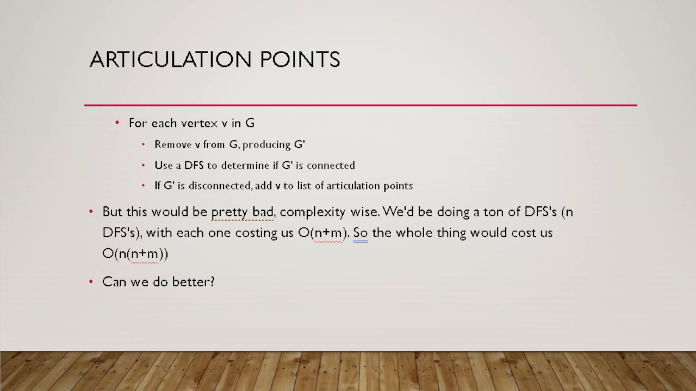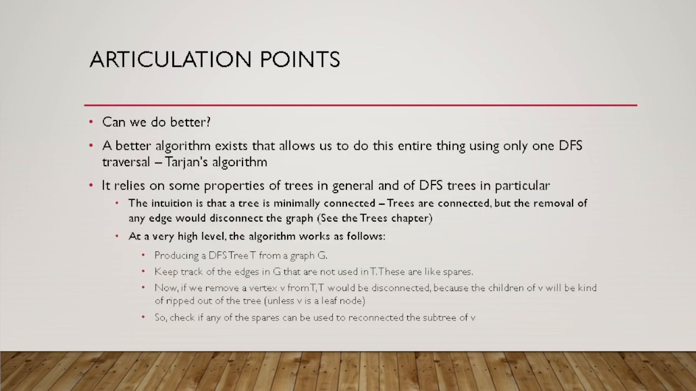Since I'm asking the question, and this is an algorithms course, you know the answer is probably yes. That's an example of a heuristic or an informed guess. We know we can do better, because otherwise I wouldn't be bringing it up, would I? So we do have a better algorithm that can do this. It's called Tarjan's algorithm, and it relies on some properties of trees.